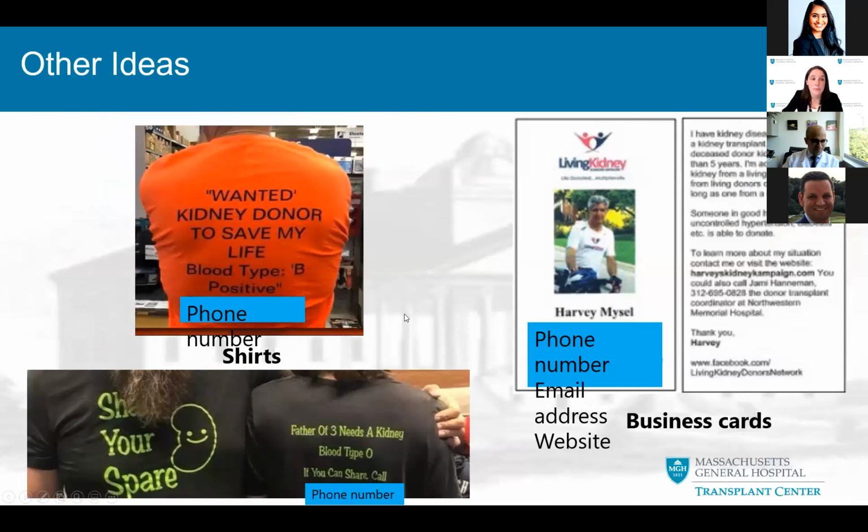T-shirts can be a good way to spread the word and start a conversation, especially if you're out and about, and you can give one to friends, family, things like that. Business cards are another way that you'd be able to hand them out or leave them at a business if they were willing to do so, things like that.